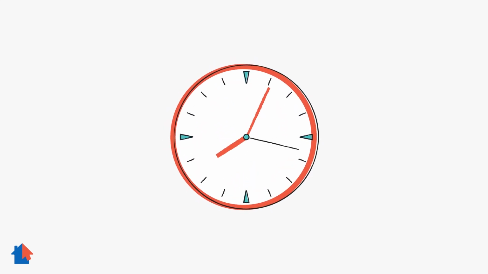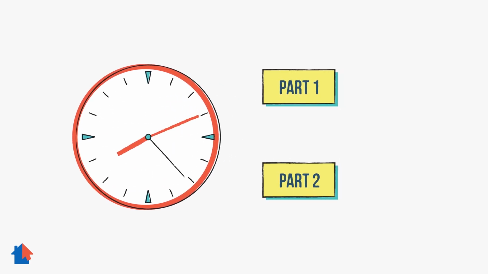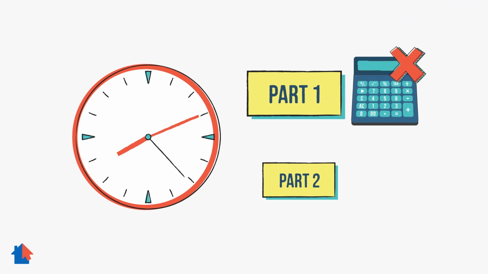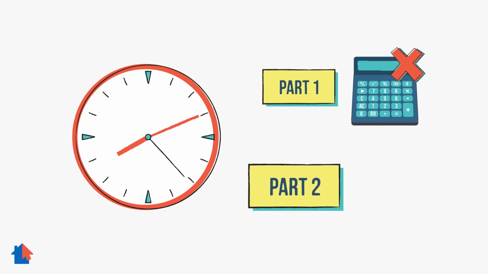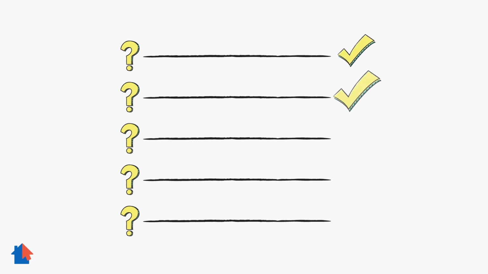The GED math test is 115 minutes long and has 2 parts. Part 1, the first 5 test questions, a calculator is not allowed. Part 2, the remaining 41 test questions, a calculator is allowed. Students must submit their answers to the first 5 questions before moving on to the rest of the test.